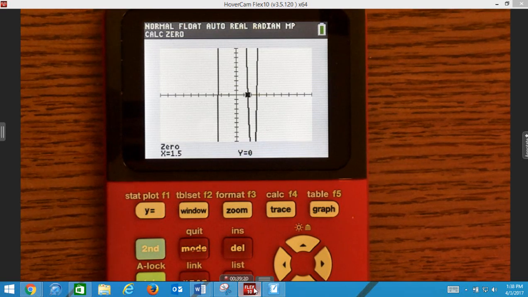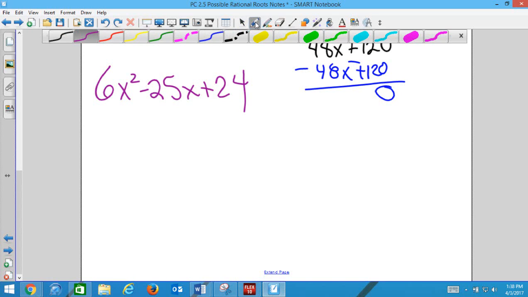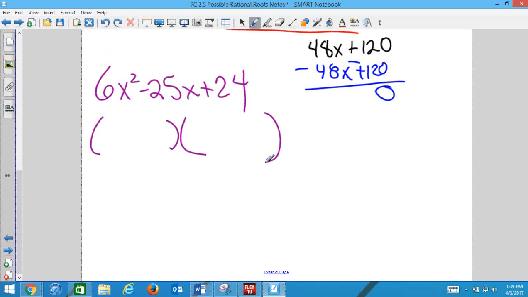What is that factor anyway? It's going to be 2x minus 3. That's what x equals 3 over 2 is going to equal, 2x minus 3. So what's the other factor? You FOIL it back together. 2x times 3x gives me 6x squared. Negative 3 times what is going to give me positive 24? And if I FOIL the outside and inside, it should give me negative 25. So that's negative 16, right? Negative 9, yes, negative 25. So I factored it correctly.